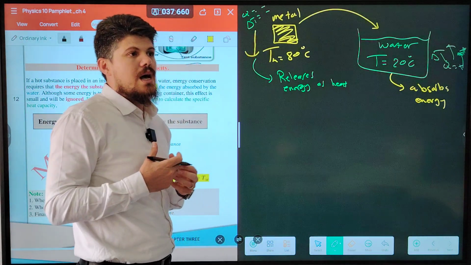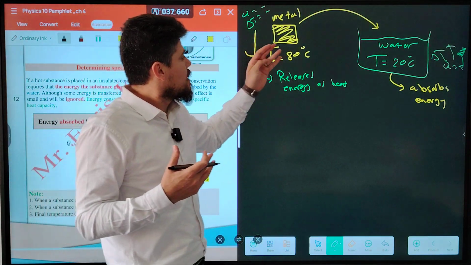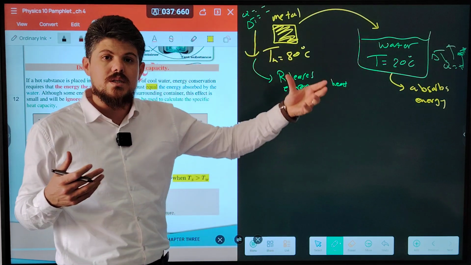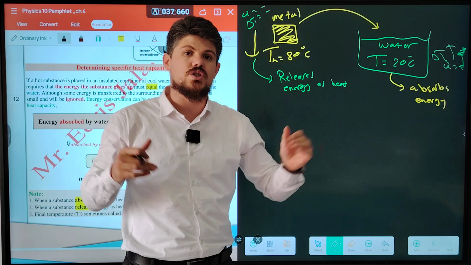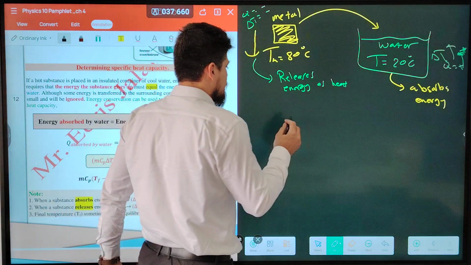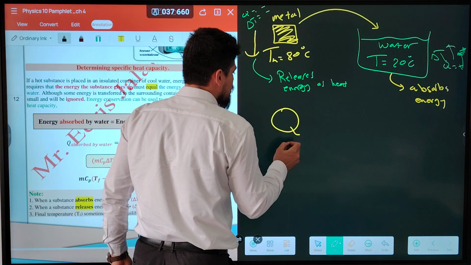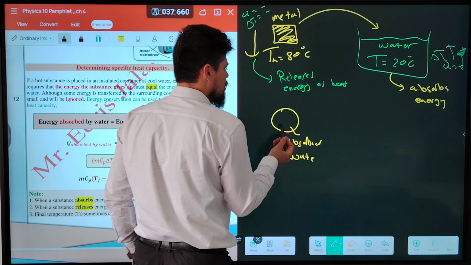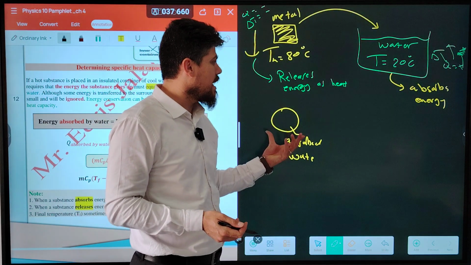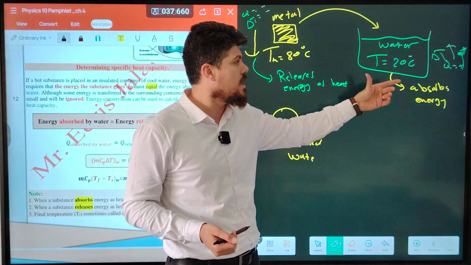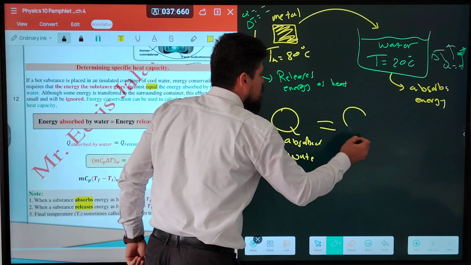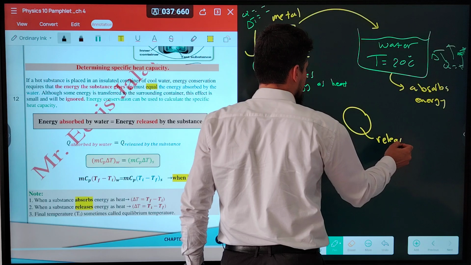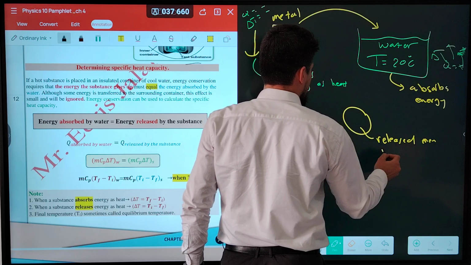But which one has the larger amount of energy transfer, the one with lower temperature absorbing energy or the one with high temperature releasing energy? Both have the same energy transfer as heat. For example, Q absorbed by water. What is Q? The energy as heat. The gained or absorbed energy as heat by the water is equal to the released energy by the metal.